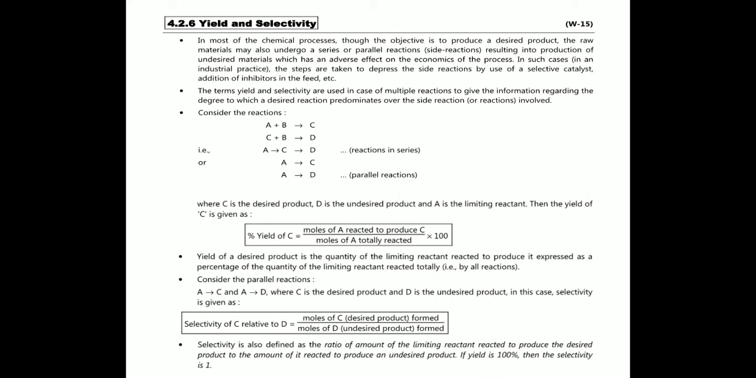Consider the parallel reaction, A gives C and A gives D, where C is the desired product, D is the undesired product. Then the selectivity of C relative to D is defined as moles of C formed divided by moles of D formed. That means moles of desired product formed divided by moles of undesired product formed. Selectivity is also defined as the ratio of the amount of limiting reactant reacted to produce the desired product to the amount of it reacted to produce an undesired product. If yield is 100%, then selectivity is equal to 1.